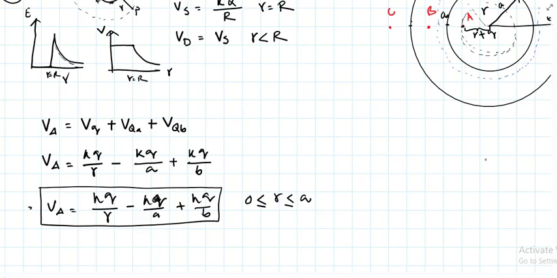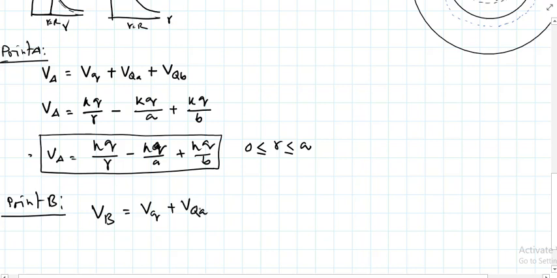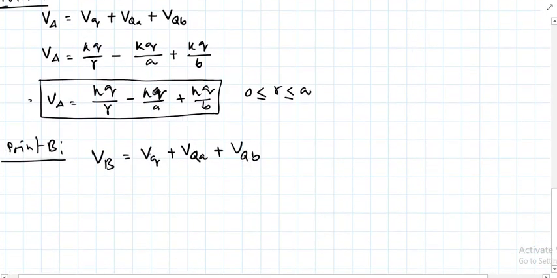Now for point B, we could write the electric potential at point B: potential by the small q plus potential by the QA plus potential by the QB, which means that point is B over here. So fine, then we can write that contribution.